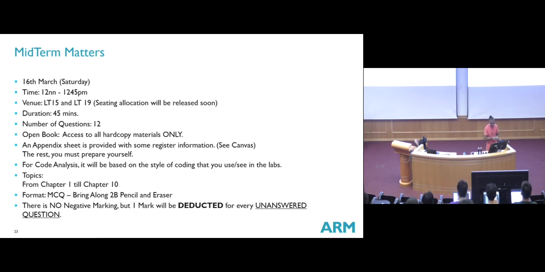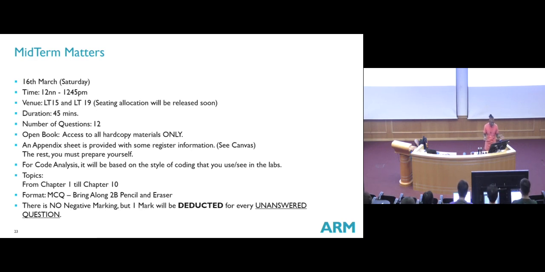Chapter 1 to 10. The chapter on the analog interfacing is not included. I said that before already. But other than that, chapter 1 to 10. So it's MCQ, so bring along 2B pencil and eraser. There will always be somebody who forgets this, I know. So if you are a kind-hearted soul, please bring extra.